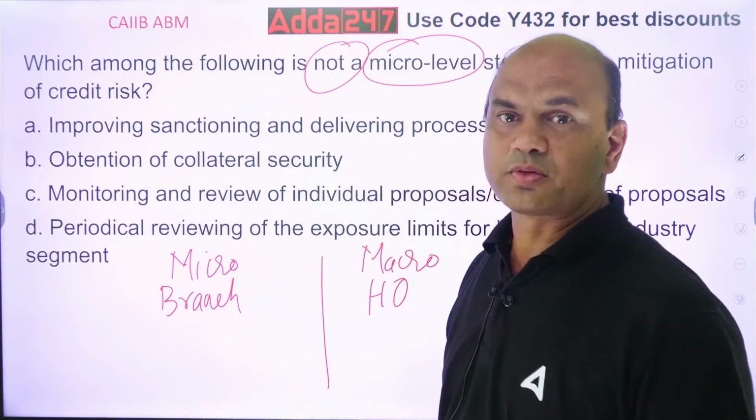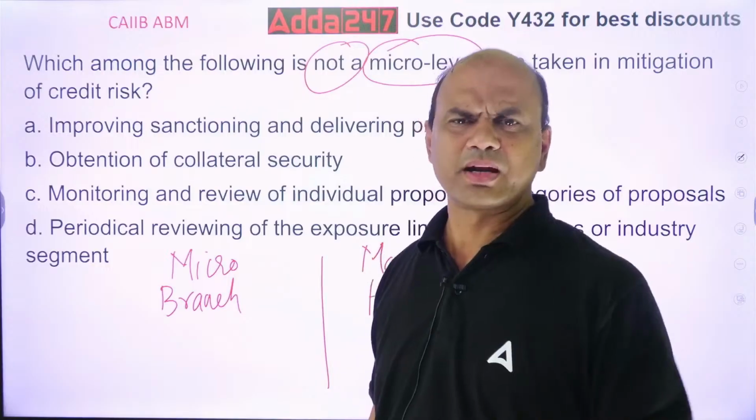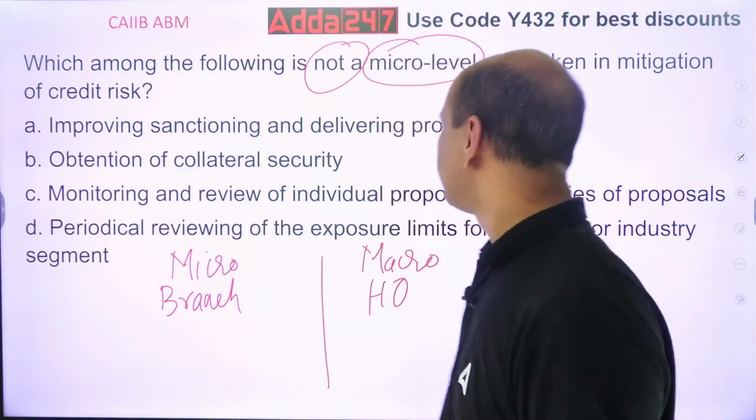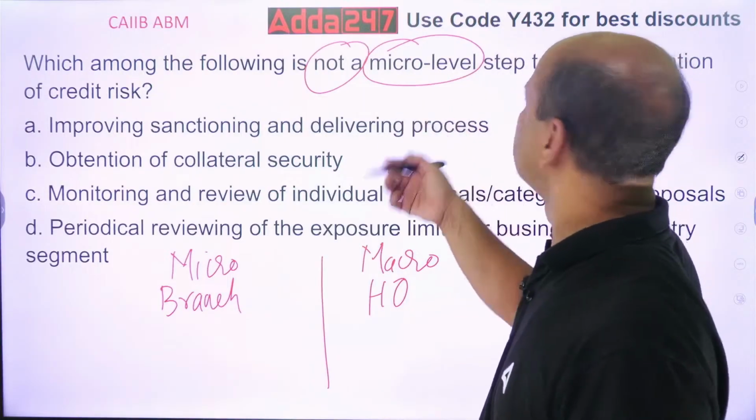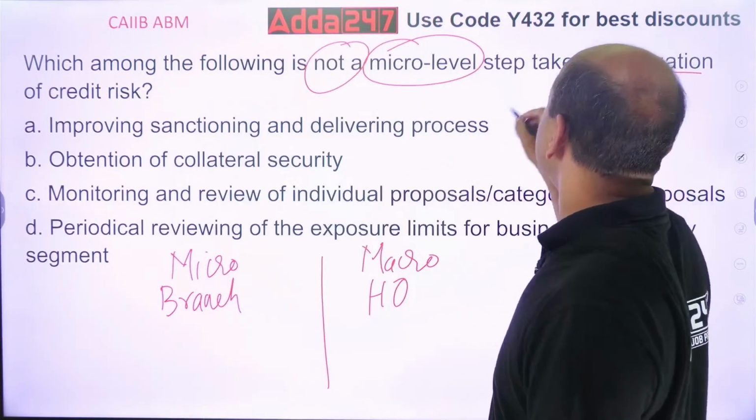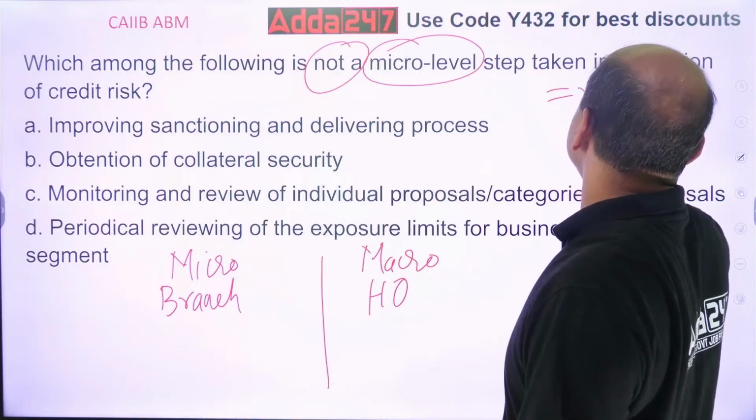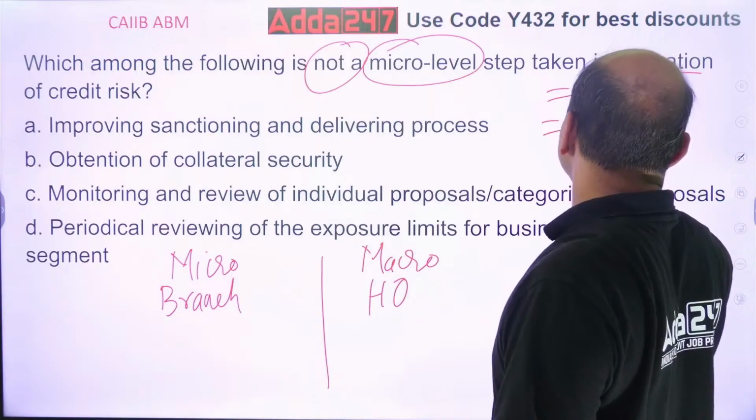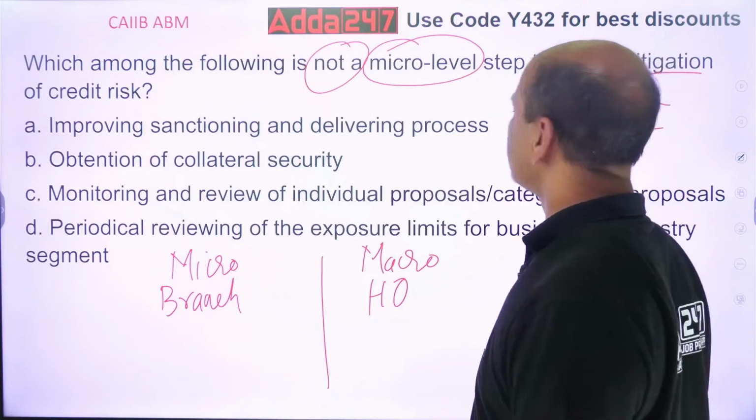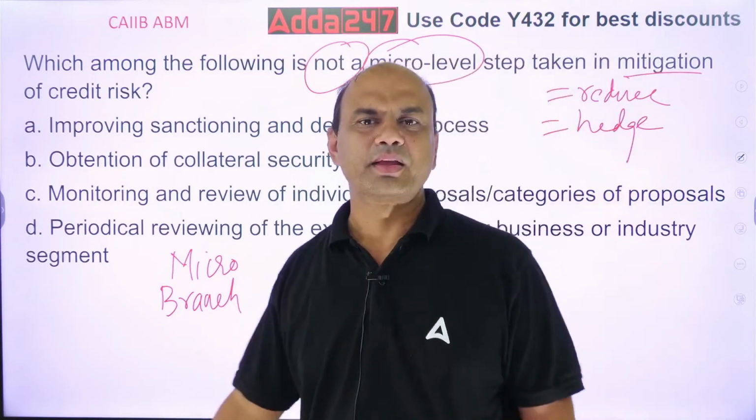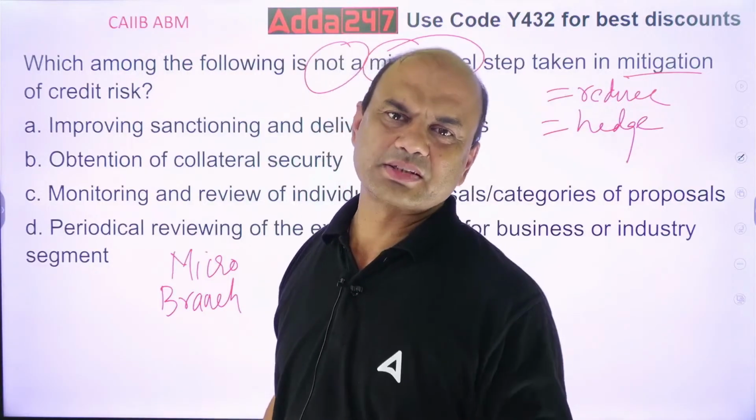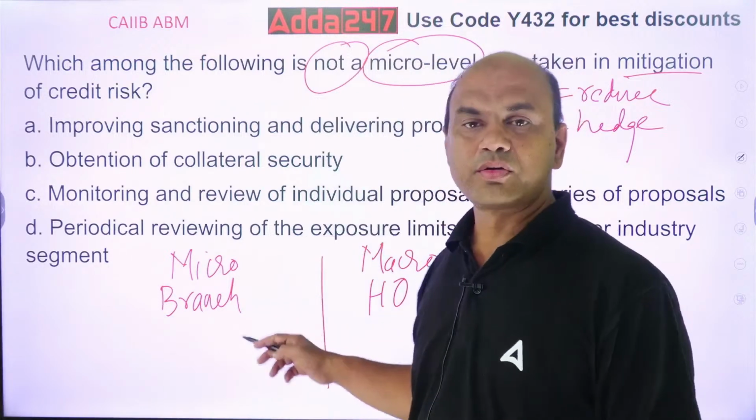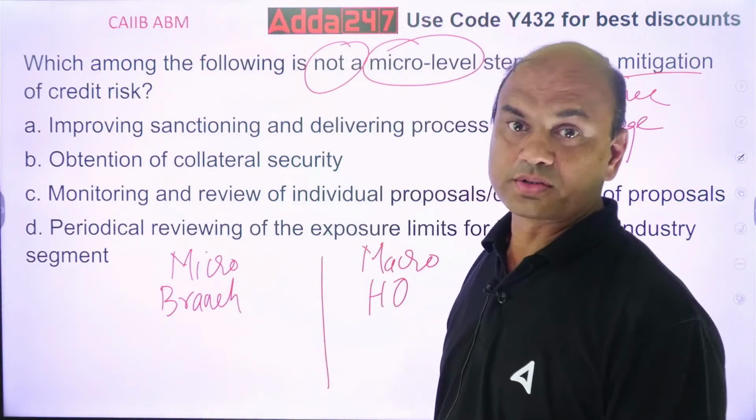At branch level, what do you do to mitigate the risk? Mitigate means reduce. See, there are 2-3 words. Mitigation equals to reduce. Reduction equals to hedge. Hedging. All are one and the same. Either hedging the risk, mitigation of risk, reducing the risk, one and the same. So, at branch level, what do you do for reducing the risk?